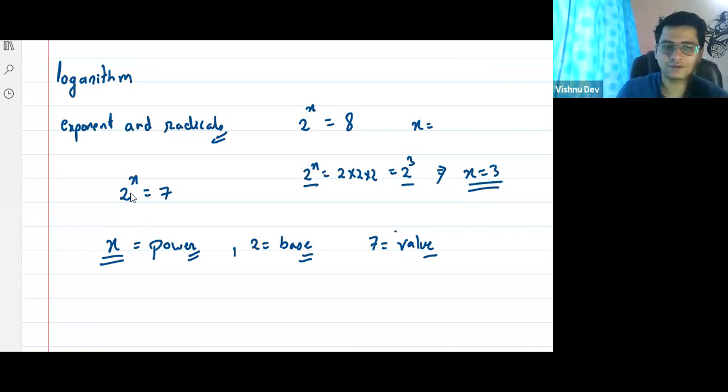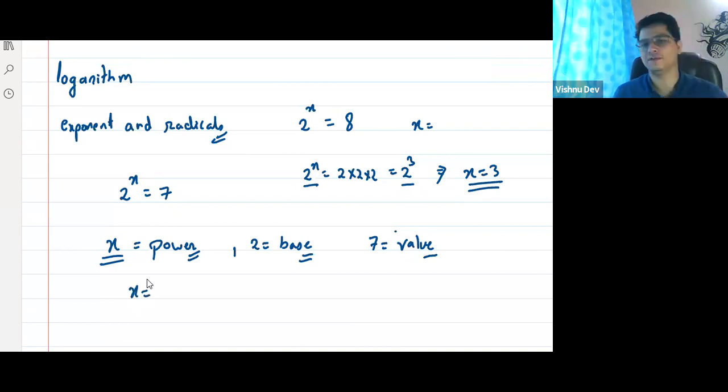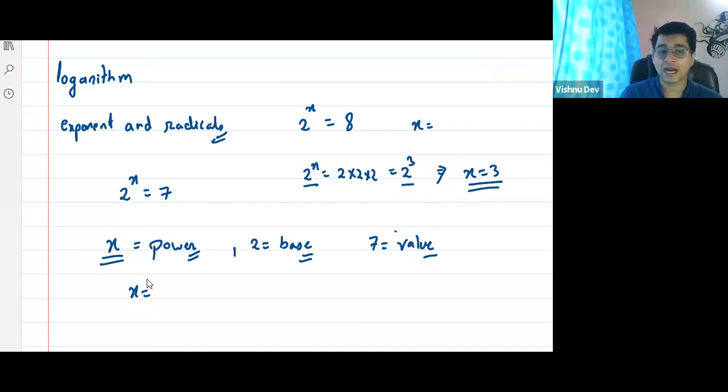Now, I want to find the value of power. I want to find the value of power, right? How to do it? So I need to think what to do about this. I need to find the value of power, which means I need to use value and base, right? Somehow I need to use these two and find the value of power. Okay, now let's think about it.